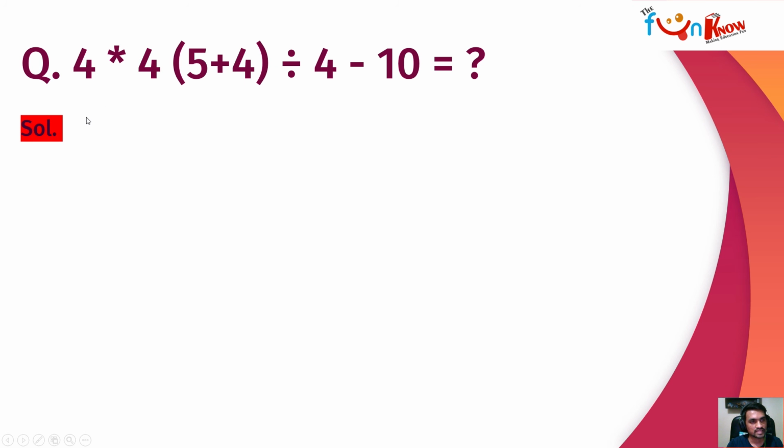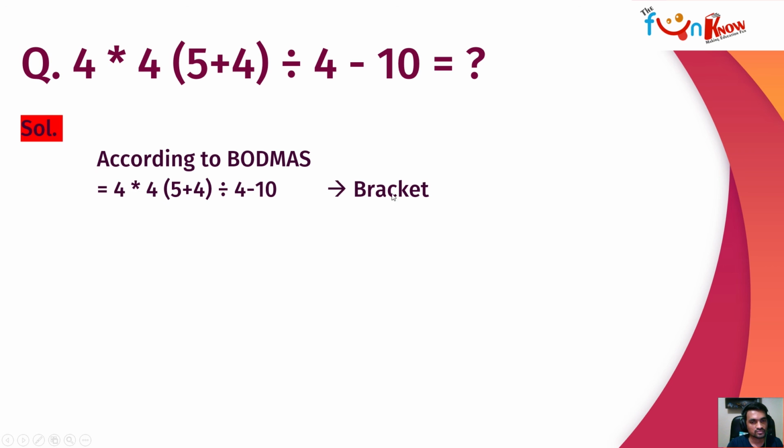So let's start with the second one: 4 multiplied by 4. Now you can see 5 plus 4 is given in brackets, but there is no sign in between. If there is no sign between these, you just assume that this is a multiplication. Divided by 4 minus 10. So let's solve this. According to the BODMAS rule, first we need to solve the bracket. So 5 plus 4 will give us 9.